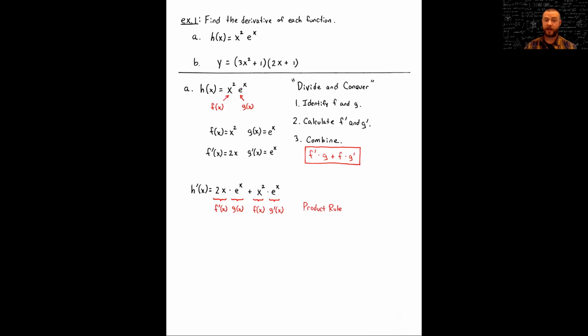I have the terms underlined. 2x is f prime, g of x is e to the x, x squared is f of x, and g prime is e to the x. Okay, and that is basically it.